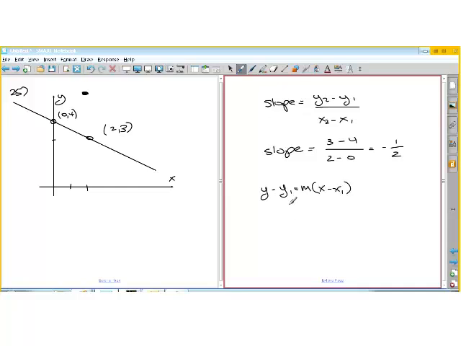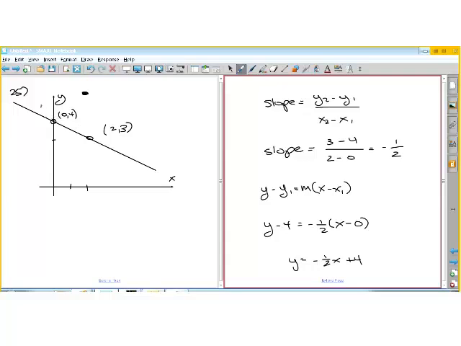So this is the form where this is your point and that's your slope. So all we have to do is plug in one of those points. I'm going to plug in x equals 0 because that makes it easier. So you get y minus y1, which is 4, is equal to the slope, negative 1/2, times x minus 0. x1 is 0. So then you finally get the answer: y is equal to negative 1/2 x plus 4. So that would be the equation for the line that has these 2 points.